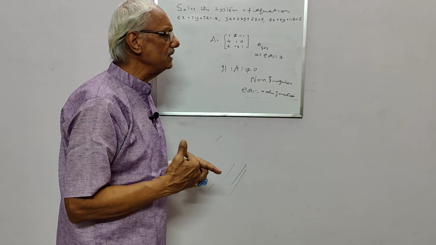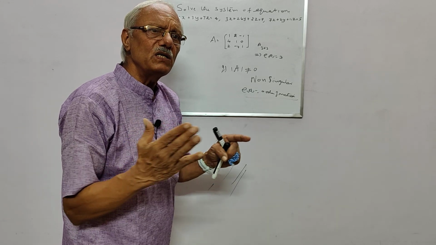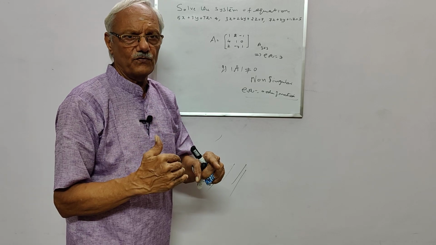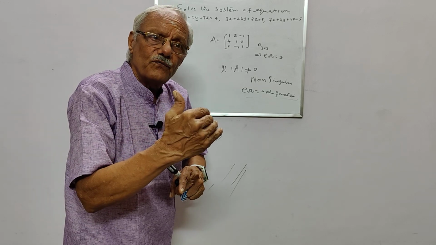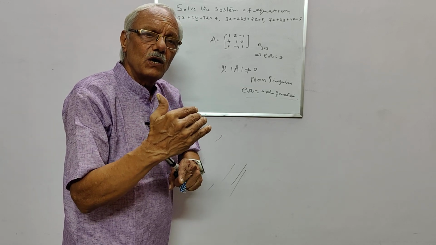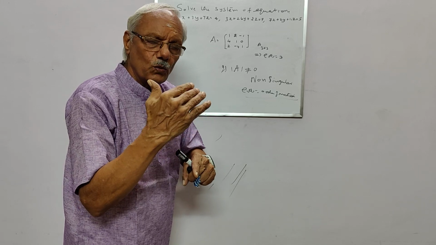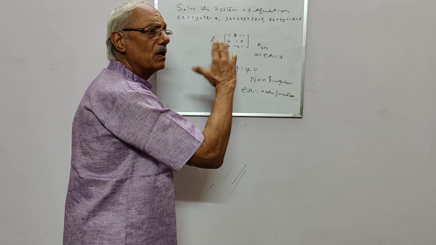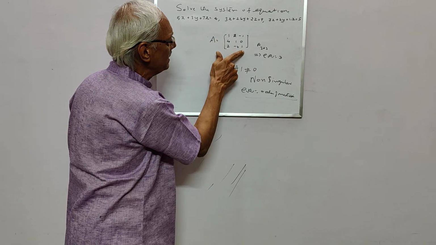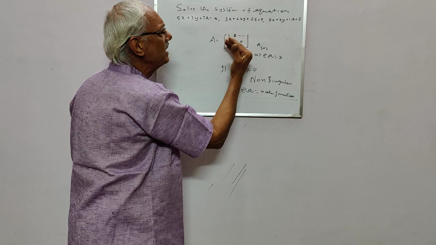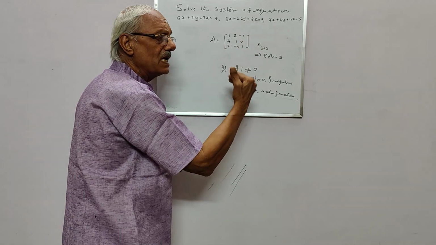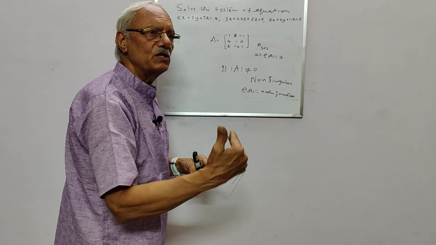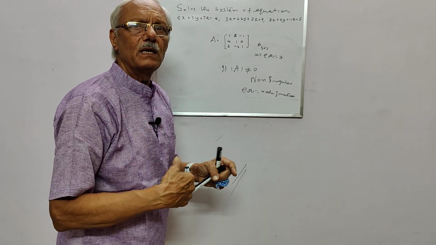What we do is we try to bring it to an upper triangular form or a lower triangular form. Upper triangular form is the one where, see, this is called your principal diagonal. Above this principal diagonal there are elements, and below the principal diagonal you have got 0. It is called an upper triangular matrix.